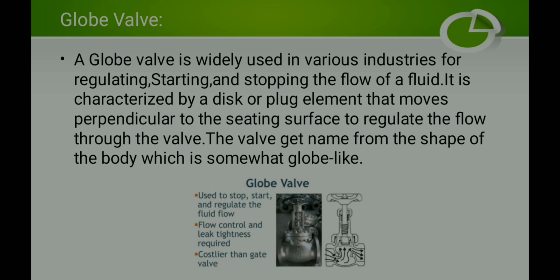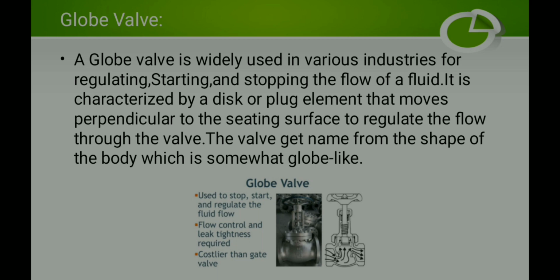A globe valve is widely used in various industries for regulating, starting, and stopping the flow of a fluid. It is characterized by a disc or plug element that moves perpendicular to the seating surface to regulate the flow through the valve. It uses the disc or plug to move upward or downward to regulate the flow of a fluid in a pipeline or a process.